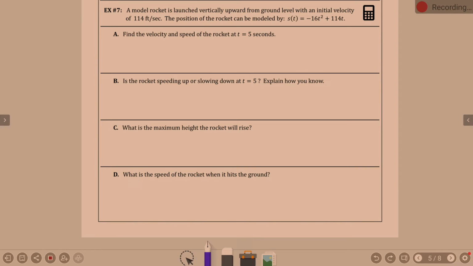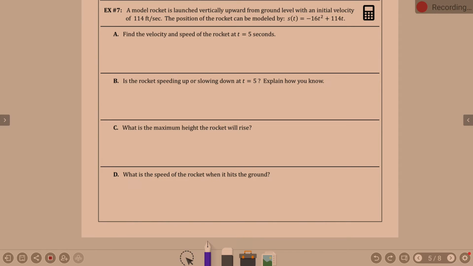Okay, a lot of what we have done in here, we haven't really been using calculators a ton necessarily. I mean, there are times we pull them out for this or that. We haven't used them a ton, but this is definitely a calculator active problem. If nothing else, just because of the math we have to do here. Okay, A, find the velocity and speed of the rocket at t equals 5 seconds.